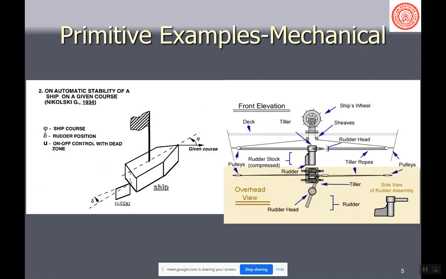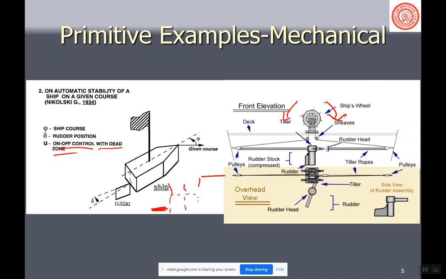Let's take another example of this. This is a mechanical example, and this is basically a rudder of a ship which has an on-off controller with a dead zone. The rudder is in one position or in the other position, and the funny part is that the response is something like this.